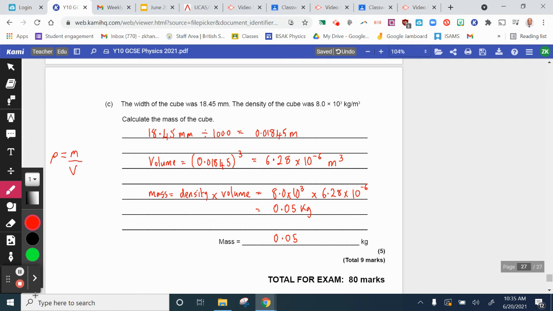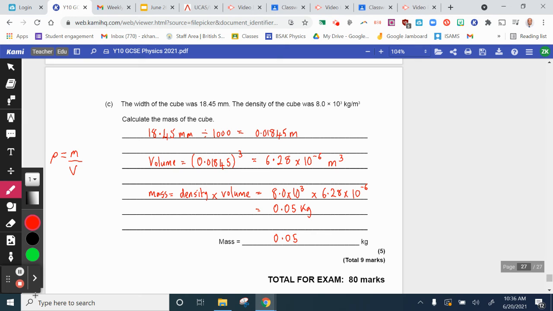Mass is equal to density multiplied by volume. Density we've got given, and it's in the right unit. Volume we haven't, but we've got the width of the cube. It's 18.45, and it's millimeters, and that's the wrong unit. We need meters. So how do we convert millimeters into meters? We divide by 1,000. So 18.45 millimeters divided by 1,000 gives us 0.01845 meters.